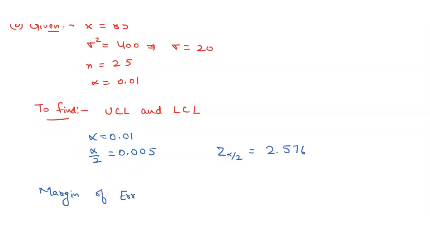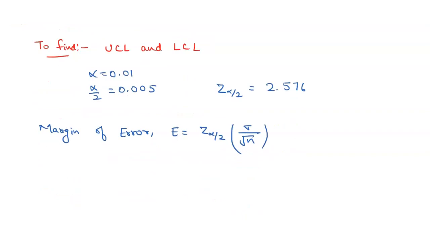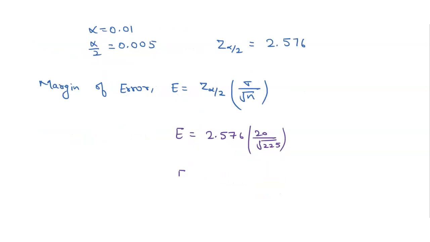Now margin of error, which is denoted by E, is equal to Z alpha divided by 2 multiplied with sigma and divided by under root n. And now putting all the values here, we have E is equal to 2.576 multiplied with 20 and divided by square root 25. Now on solving we get that this E is equal to 3.4.